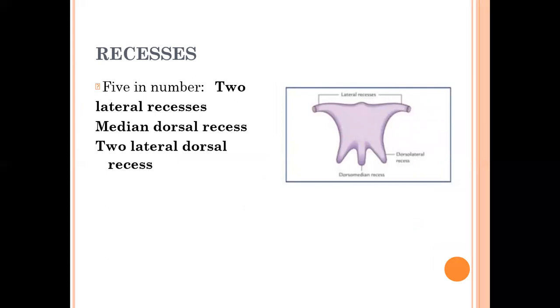Then we have a median dorsal recess. It extends into the white core of the cerebellum and it lies just above the nodule of the cerebellum. Then we have two lateral dorsal recesses, one on each side of the median dorsal recess. They project dorsally above the inferior medullary velum, immediately lateral to the nodule.